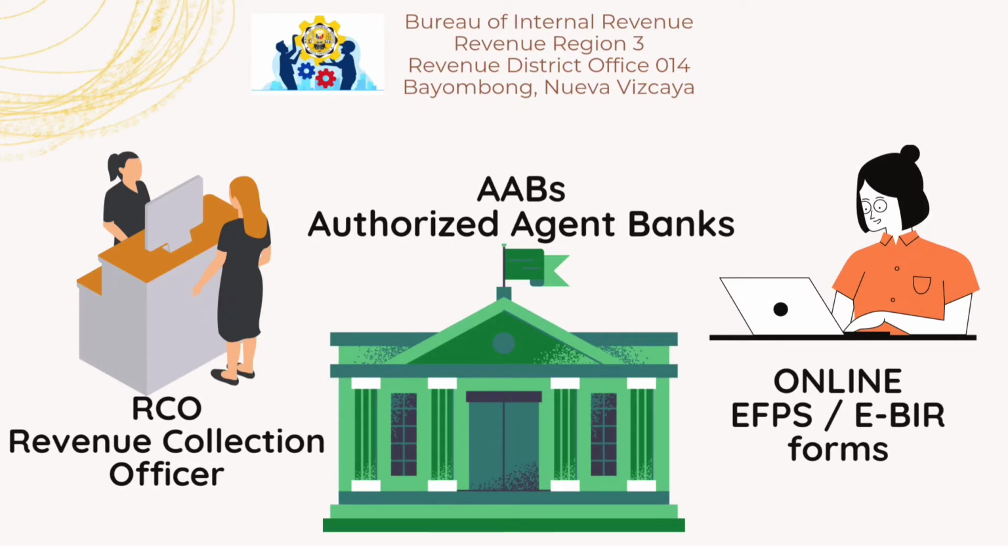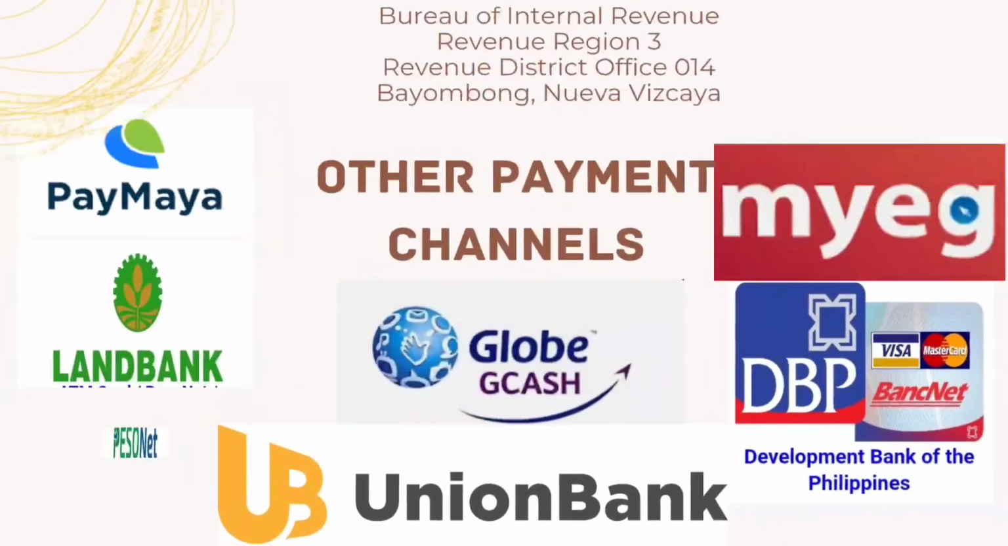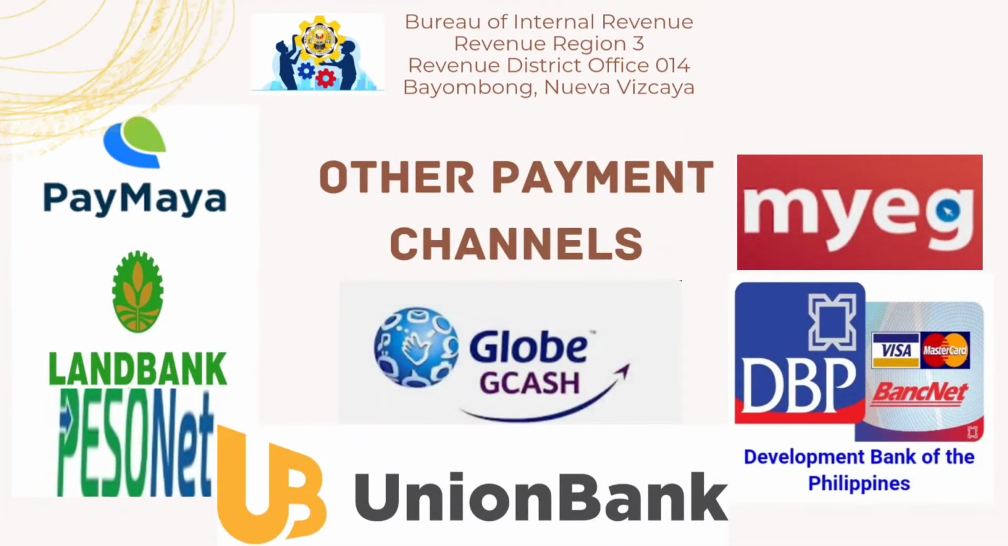If there are no withholdings to be made, you are still required to file a return using EBIR forms or EFPS, whichever is applicable to you. You can also use other payment channels provided that the return is filed and submitted online using EBIR forms. You can pay through e-payment gateways using GCash, PayMaya, MYEG, Landbank ATM card, BankNet or PesoNet, or through Landbank LinkBiz portal, DBP and Union Bank online banking.